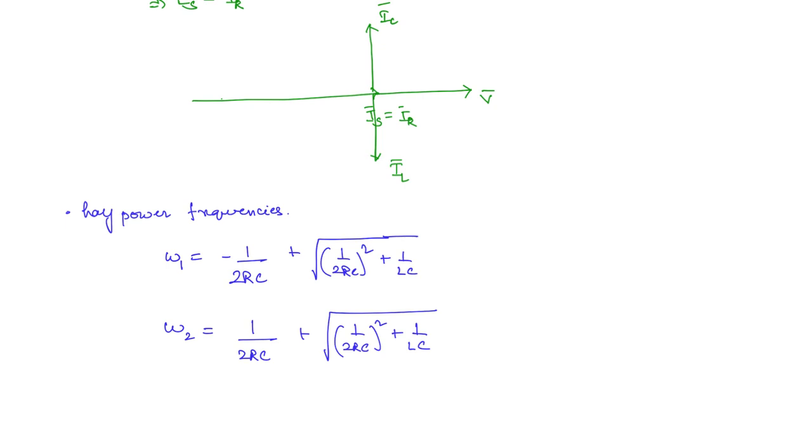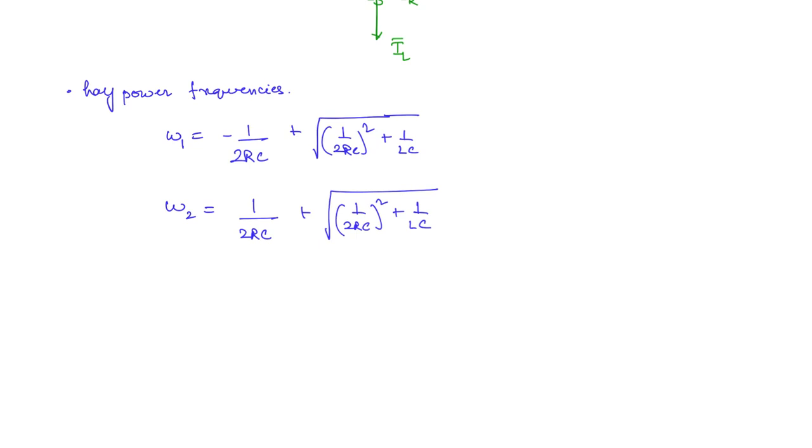The only difference between the series and parallel circuit for the expression of half power frequencies is that here we have 1 by RC. In the series circuit we had R by L. Similarly, here 1 by RC is there, just replace it with R by L. Then you will get the half power frequencies of the series RLC circuit. Now, what about the relation between the resonant frequency and half power frequencies? This will also remain the same. We know that the resonant frequency is equal to the geometric mean of the half power frequencies. So this is going to hold in the parallel RLC circuit as well.